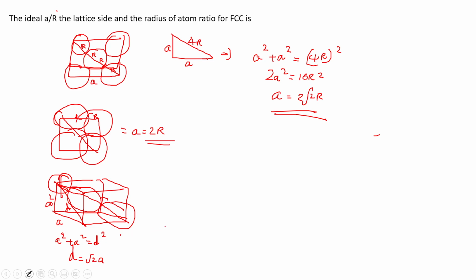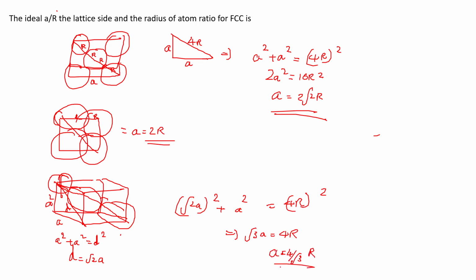Now what we have to do? From this triangle, it will be root 2A whole square plus A. That is, one side is D, another side is A, and its diagonal will be 4R, because these are 2R, here 1R, here 1R, so total 4R. So it will be 4R whole square. Now when you solve it, you will get root 3 A is equal to 4R, so A is equal to 4 over root 3 R. Okay, so please go through it. It's very important.